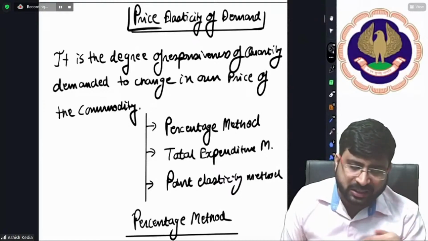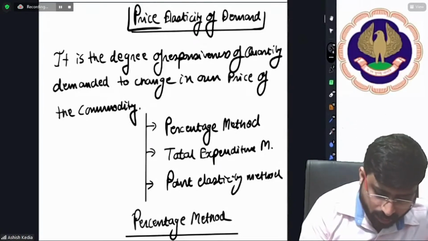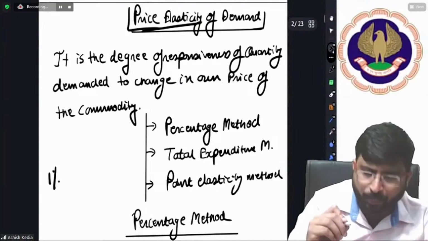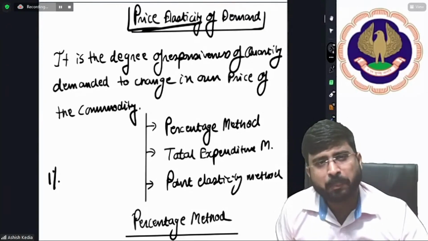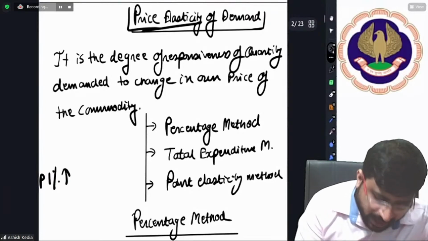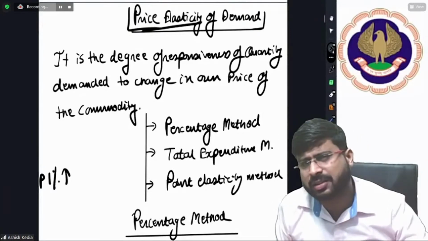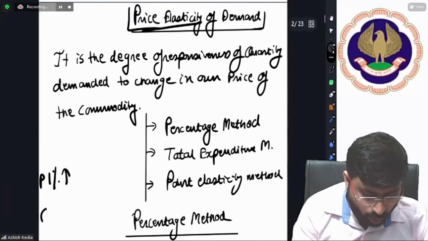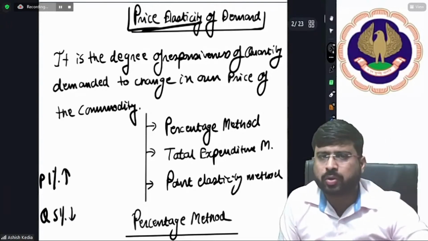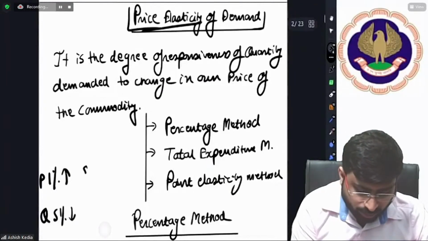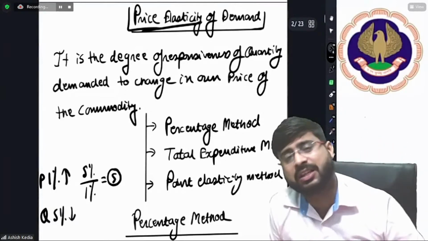Price elasticity of demand is telling us that, let me give you an example, suppose price is rising by 1%. If price is rising by 1%, just observe this. Quantity is falling by, for example, 5%. So if you look at the ratio of quantity fall and price rise, it's 5% by 1%. Isn't it, my dear friends? So the value is 5. This is price elasticity of demand.